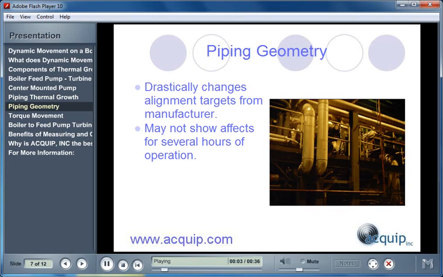Oftentimes, you get alignment targets from the manufacturer, but there's no way that they could account for piping geometry because this drastically changes the alignment targets. In their facility, under their environment and their piping geometry, they were able to record their own alignment changes across the coupling. But in your environment, under your piping geometry, it is going to be different. And this thermal growth may not show its effects for several hours of operation.